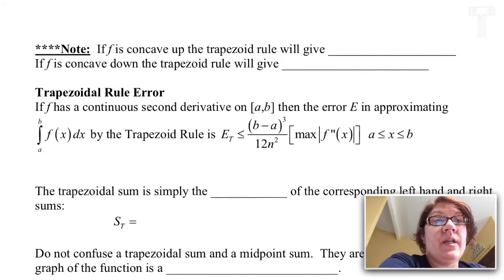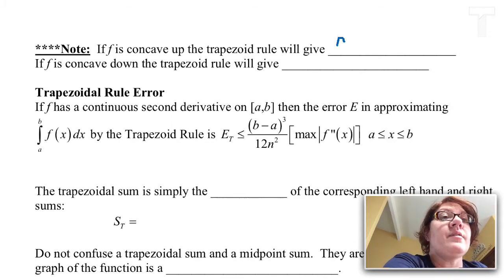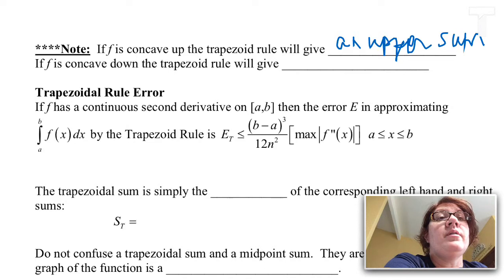So, a couple of things about the trapezoids. If the graph is concave up, it'll give us an upper sum, meaning it'll be a little bit too big. And if the graph is concave down, it will give us a lower sum, meaning it'll be a little bit too small.